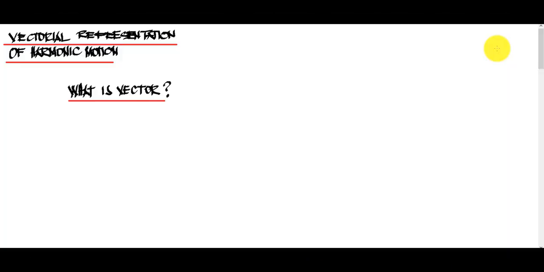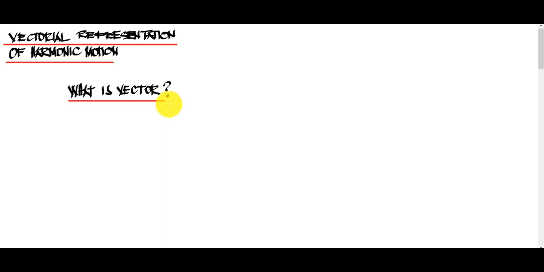So let's talk about vector. We have here another topic, the vectorial representation of harmonic motion. Going back, this is already being discussed in your P6. So let's have a quick review of that one.